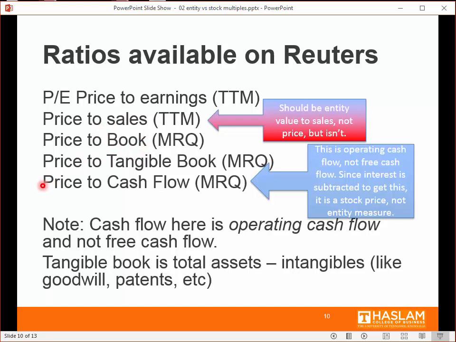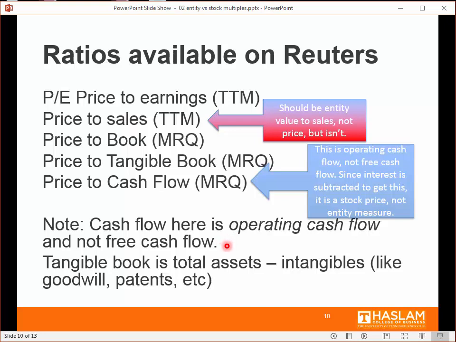Price to cash flow. Now, this is an interesting one. In Reuters, cash flow is the operating cash flow, not free cash flow. So you have to be careful about what cash flow you're using. Operating cash flow is based on net income, and it's not free cash flow, and it would be a stock price measure because it's related to net income, not to free cash flow.